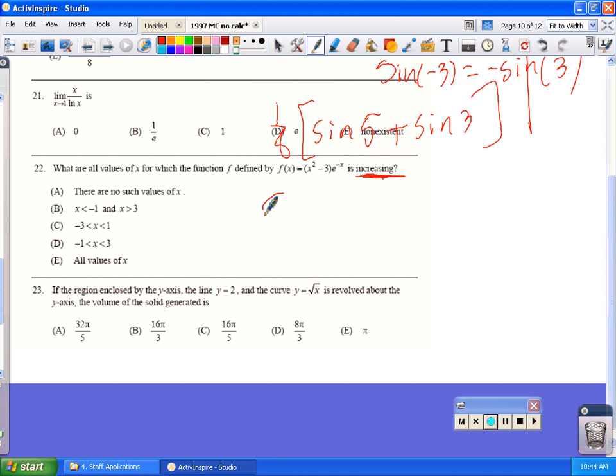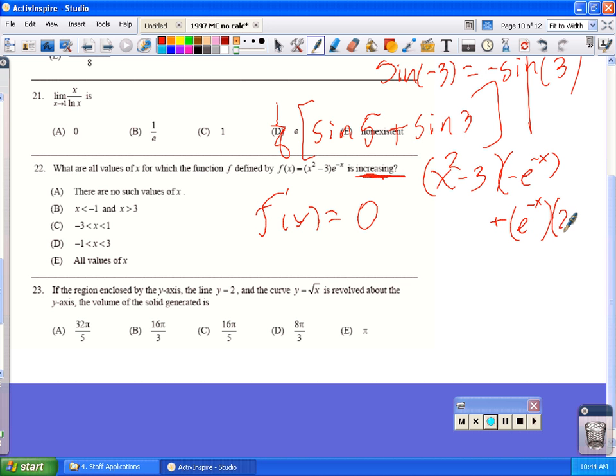Number 22, we're trying to figure out where a function is increasing. So what do we do? Find the first derivative, set it equal to 0. Now, you may have been a little bit nervous about that. You get x first times the derivative of the second, negative e to the negative x, plus the second, e to the negative x, times the derivative of the first, 2x minus 3, yes? Now, you do have to be able to factor here, ladies and gentlemen.